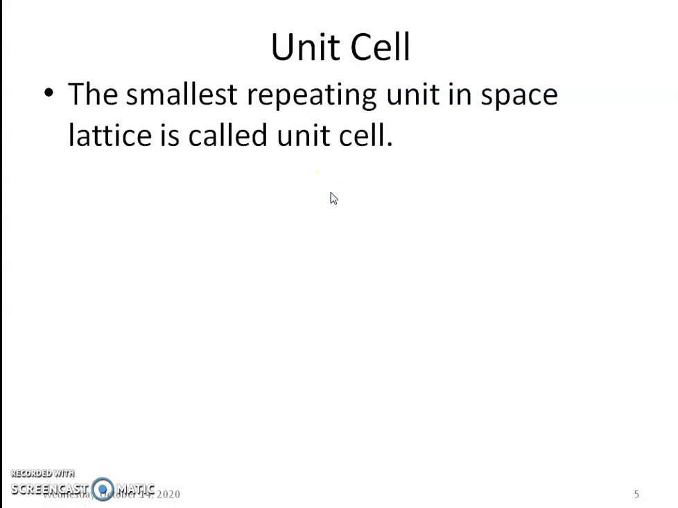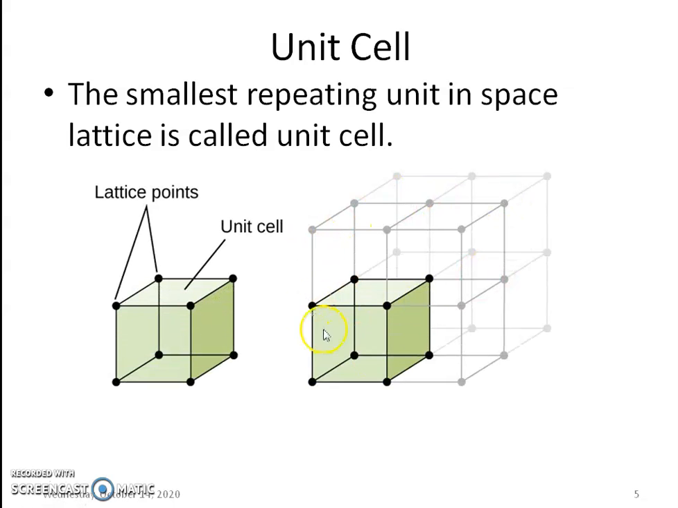Now the next point is unit cell. What is the unit cell? The smallest repeating unit or geometrical entity in a space lattice or crystal lattice is called a unit cell. So this is the space lattice, and this is one unit, called a unit cell, and these are the lattice points. So a unit cell is formed by lattice points.